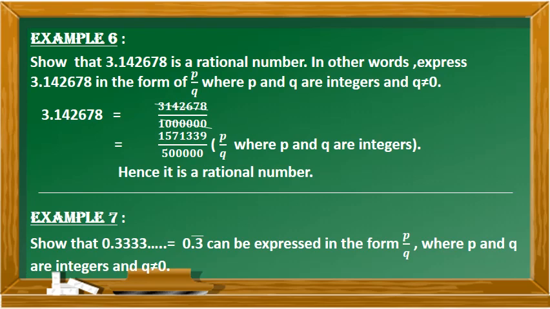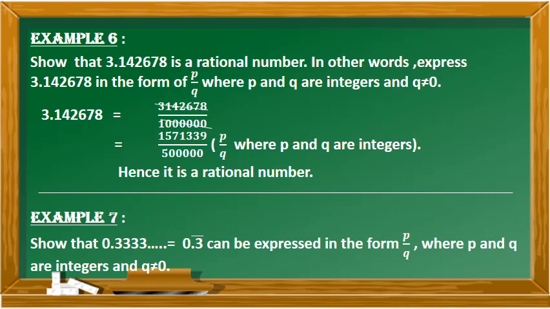Q. Now, the numerator becomes 3142678 by removing the decimal. In the denominator, the number of decimal places, that is 6, becomes the number of zeros followed by 1. So it becomes 3142678 by 1 followed by 6 zeros.